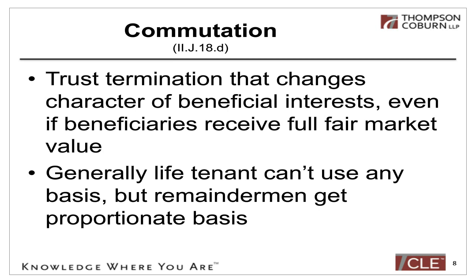Okay, so the general rule, and we'll go over exceptions to it, but the general rule is that the life tenant can't use any basis. Now let me back up for a minute. Each interest in the trust, each beneficiary in the trust, is actually considered to be a capital asset. And there's a revenue ruling directly on point that says that. So when, in my example, the surviving spouse sells her life interest in the trust, then she has sold a capital asset.